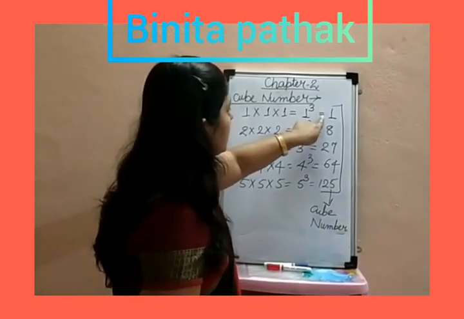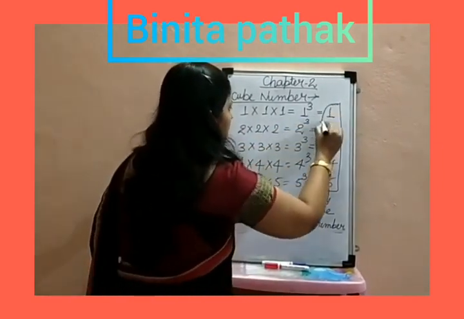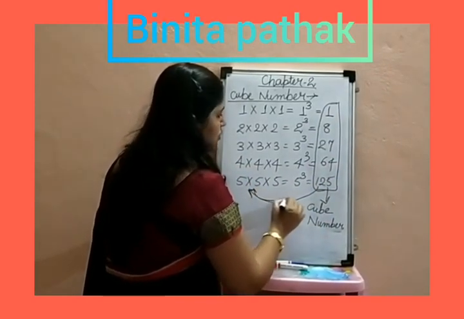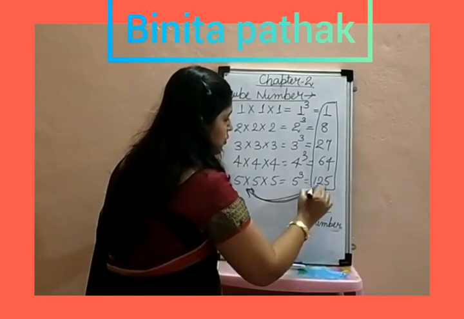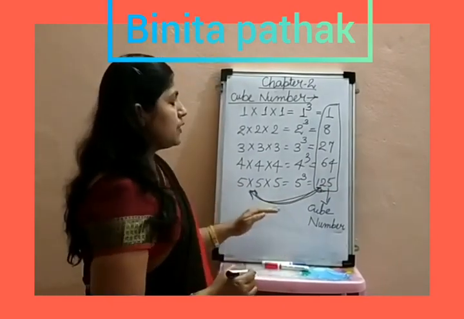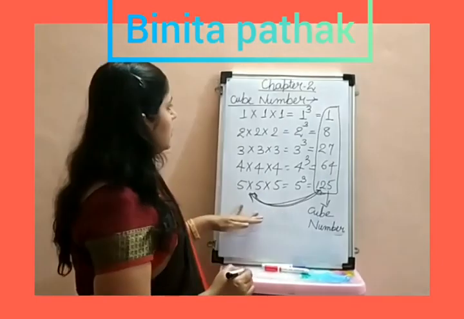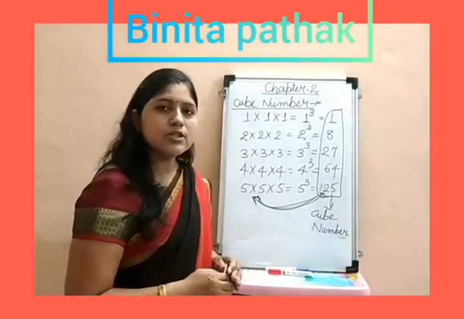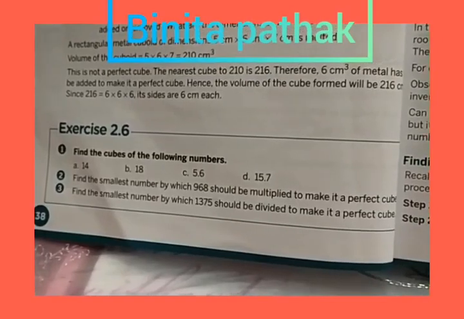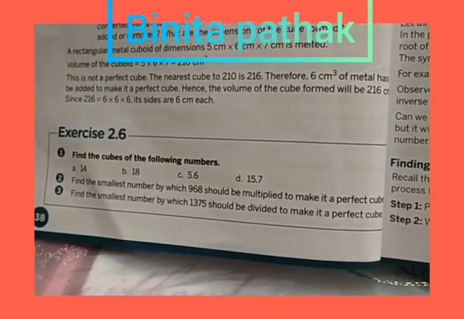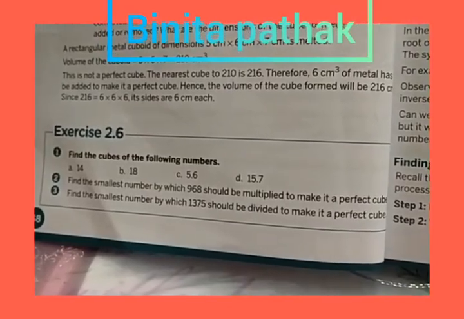And by this number, if we need to find out which number's cube is 125, we need to use the prime factorization method. Now let's do our next exercise 2.6. Here is exercise 2.6. In this exercise, I'll give you question number first A and question number 2.